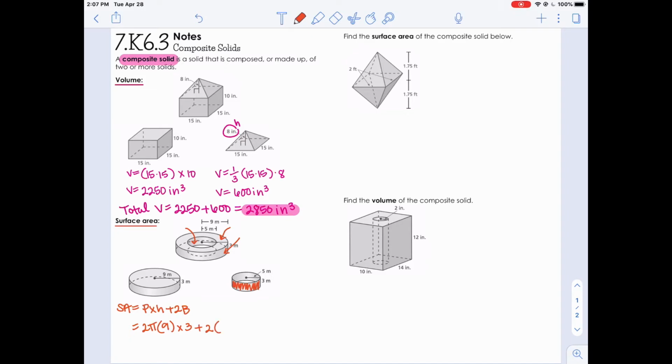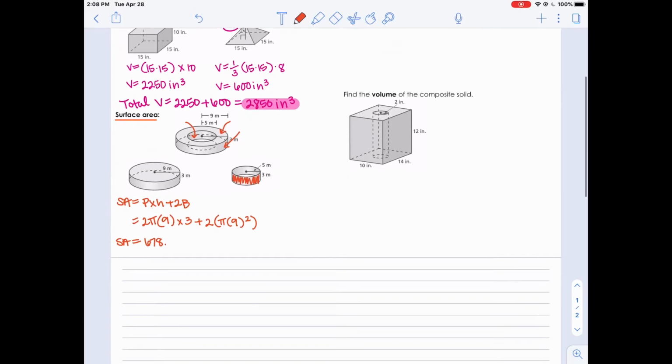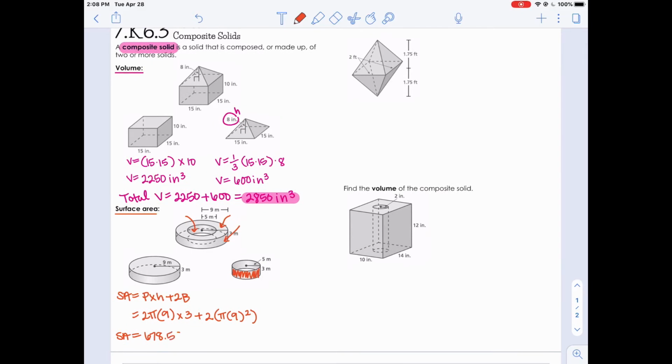So 2 times pi r, which is 9, and then squared. Okay, lots of things to type in here. Let's go ahead and type that in. Decimal is fine. You can also leave it exact by not typing in pi, but I am going to get the decimal approximation. Okay, my surface area of my large cylinder is about 678.58 meters squared.